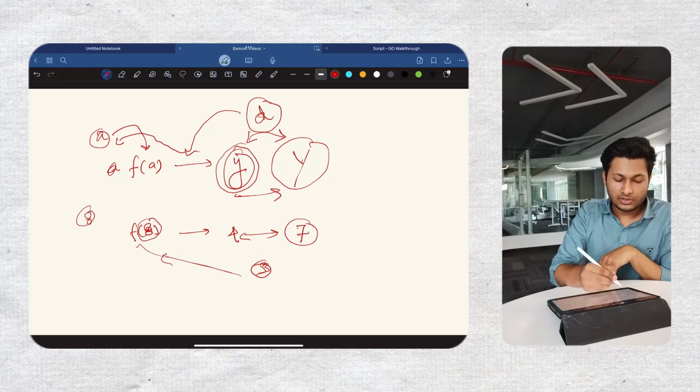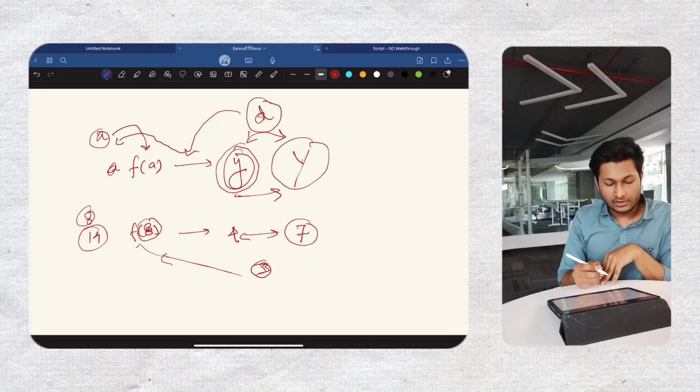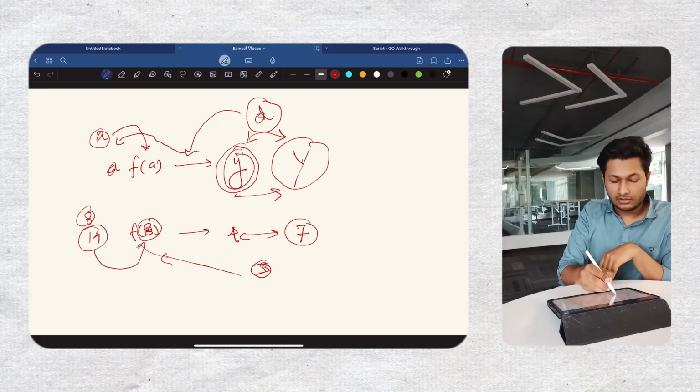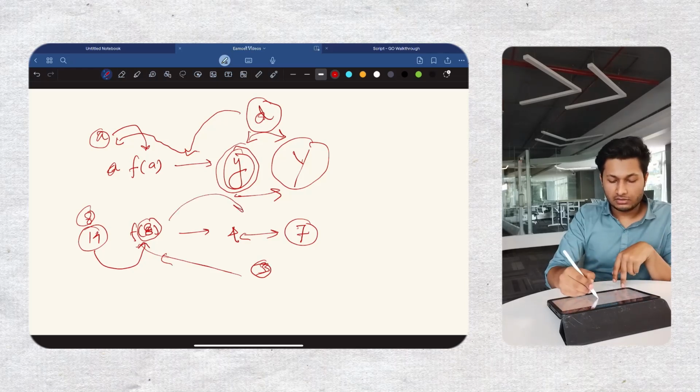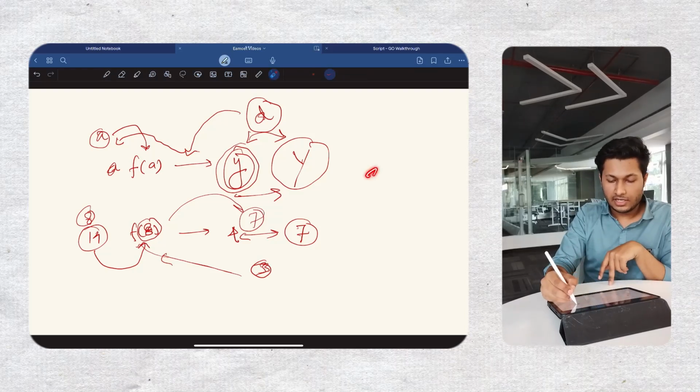So let's say this input gets changed to, let's say, 14. Now this 14 goes into this function, and this function returns you 7. And I hope you all already guessed it. This function is nothing but a divide-by-2 function, where you get an input and it gives half.